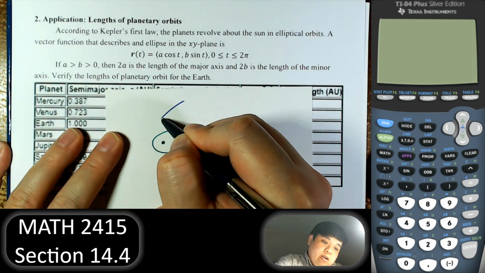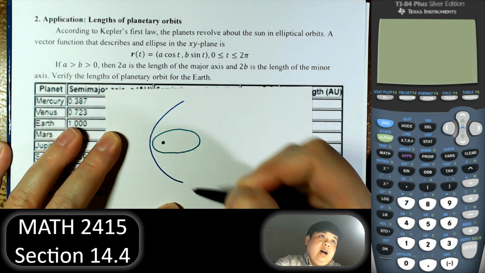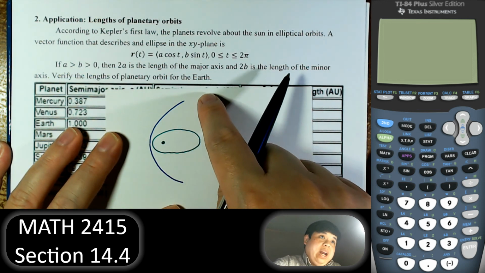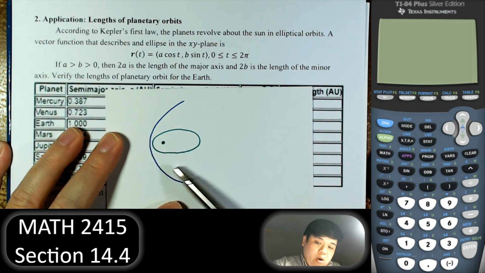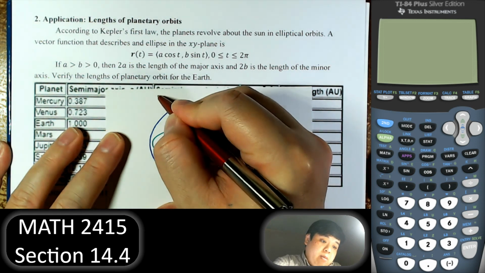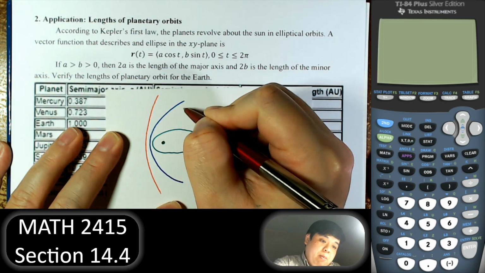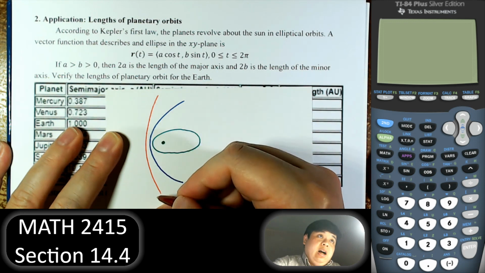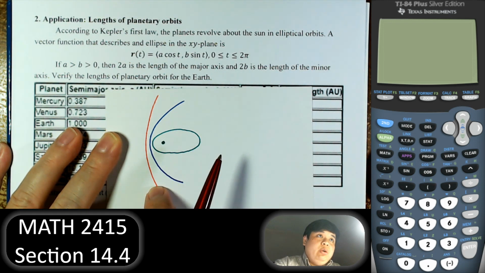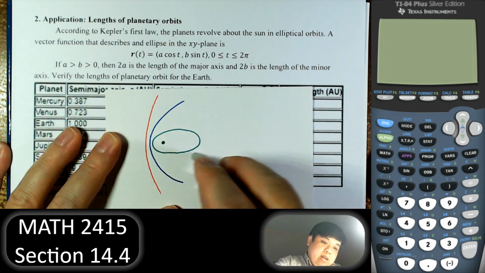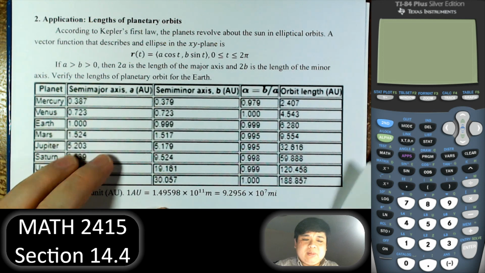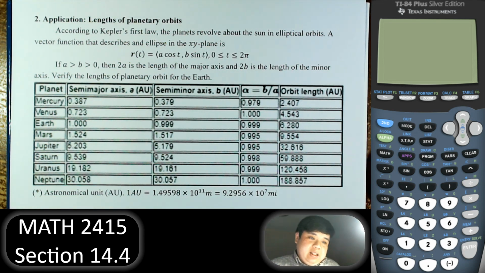Now, if it travels around a parabolic path, we can only see it once. Some comets actually travel in a parabolic path or even in a hyperbolic path. Those two we only see once, and then it will disappear. Anything in an elliptical path will come back. But we're talking about planets here, so they will certainly have to travel around.